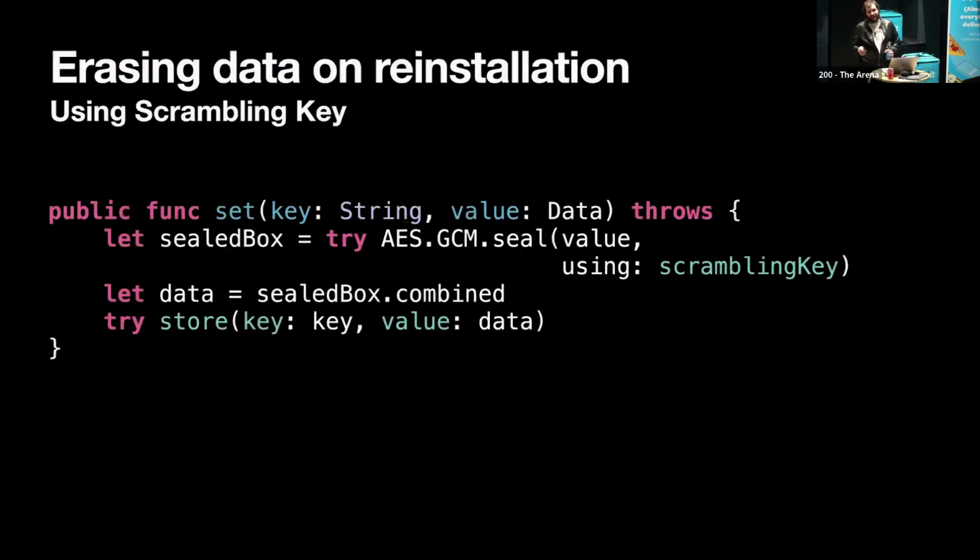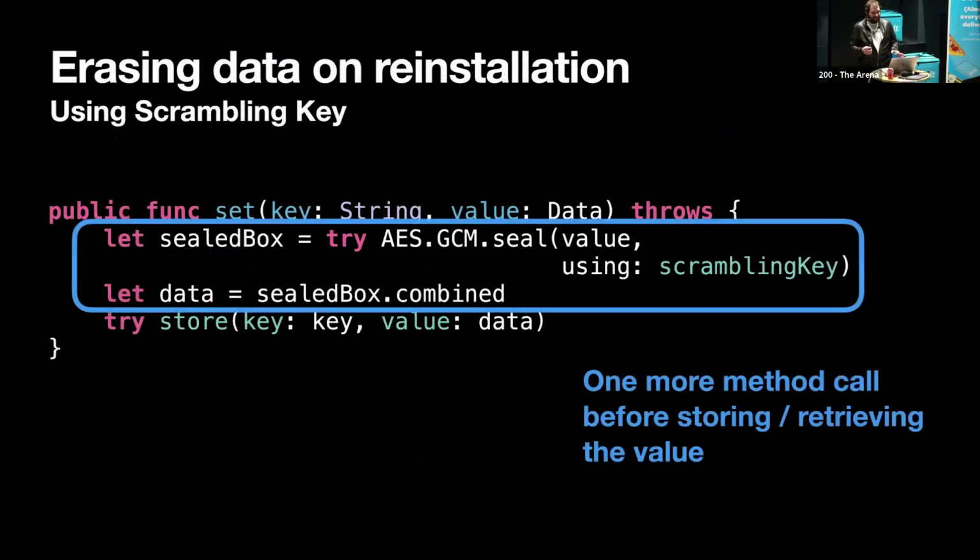This complicates a little bit our method for storing and retrieving data by one more call. So we now need to encrypt and decrypt the data, scramble the data with a scrambling key. But it's not very difficult. You can just add this and do it transparently. The user of your library, of your Keychain wrapper, will not even know that this is happening under the hood.